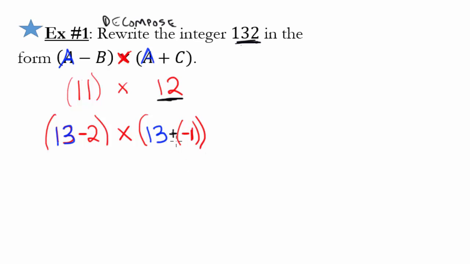So in this case, rewriting the integer 132 in this form, a is equal to 13, b is equal to 2, and c is equal to -1. And if you took those numbers and plugged them into this formula, and did the addition, subtraction, multiplication, you would end up with 132. Okay, let's take a look at a couple more examples.